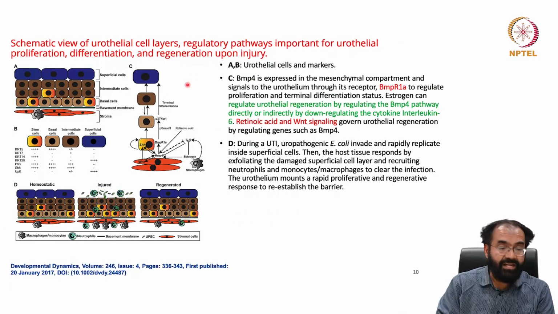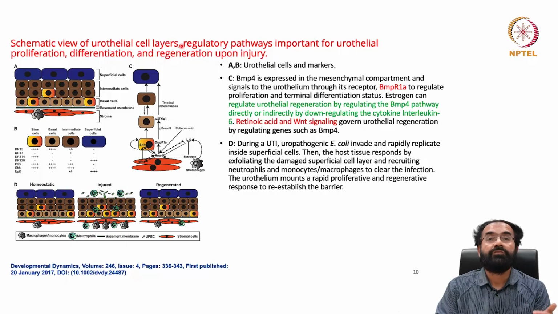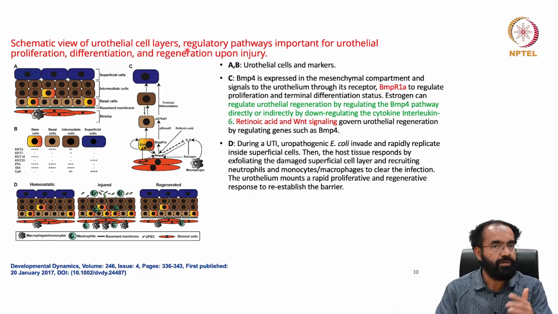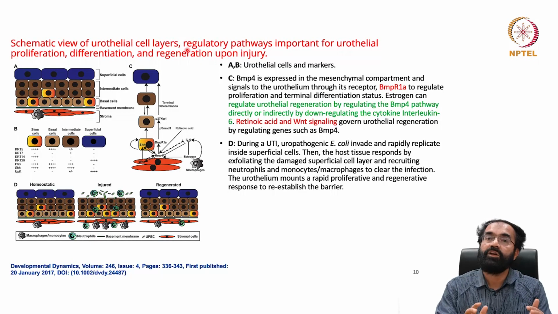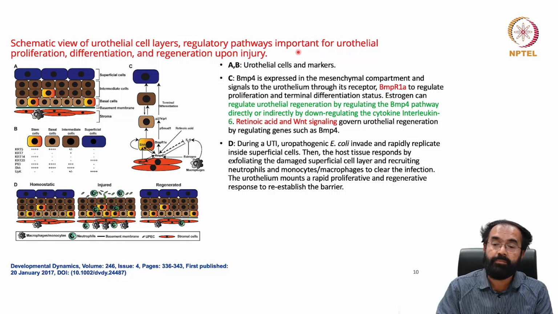So this is a schematic review of another tissue called urothelial cell. Urothelium is the lining of your urinary bladder, which is one of the simple organs as well as one of the tough organs in your body. Regulatory pathways are important for urothelial proliferation, differentiation and regeneration upon injury. So you can see in this picture, urothelial cells and markers. This is a typical urothelium.